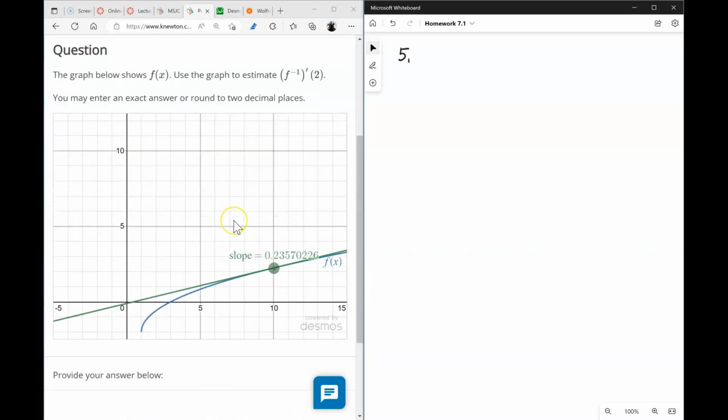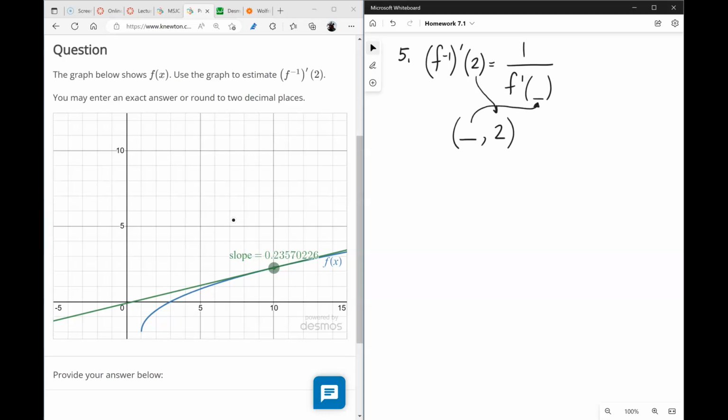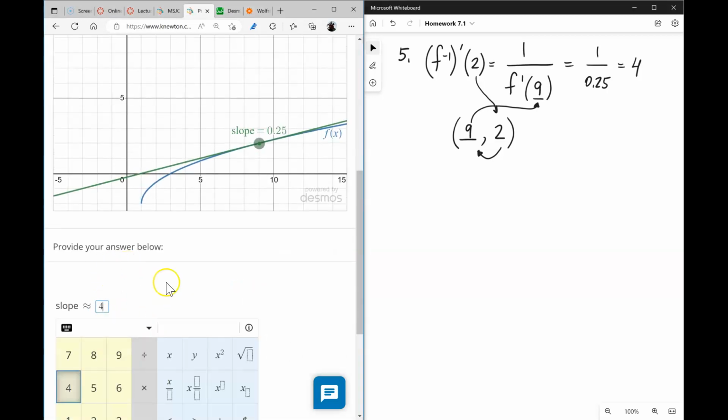We have another similar problem, so I'm going to do it similarly. The derivative of the inverse at 2, it's the reciprocal of the derivative of the original function evaluated at the input that produces 2. So this is where the 2 came from, this is where this will go, and now we just need to figure out which input produces the output 2. So based on this function, the output 2 is produced when x is equal to 9. And the slope of the tangent line to the graph of this function at 9 is 0.25, and the reciprocal of 0.25 is 4. So the answer is 4.